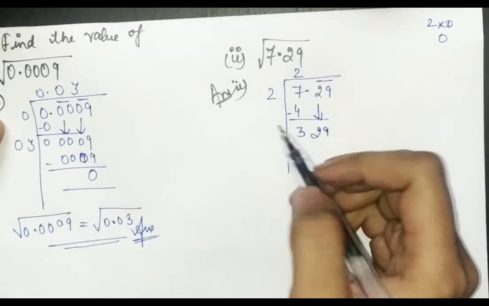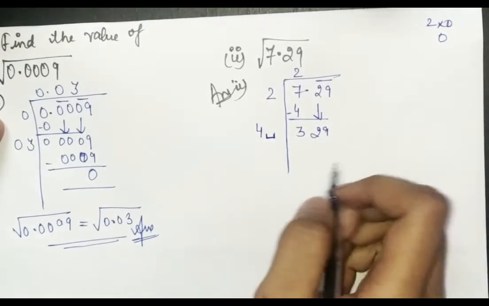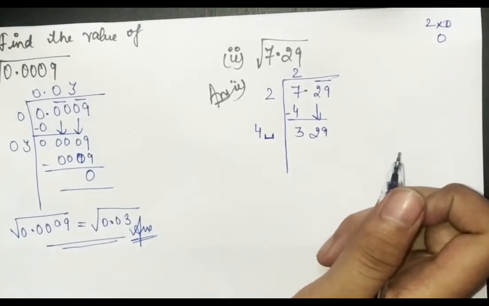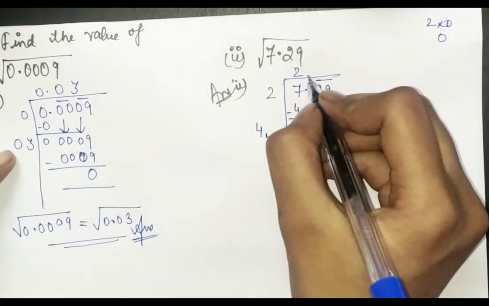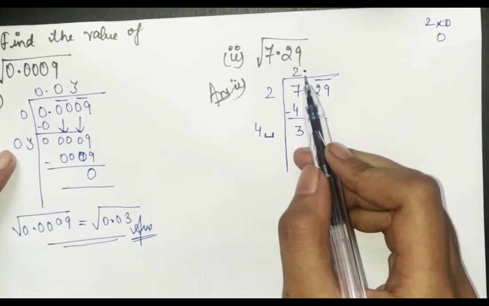Now you all know the double of 2 is 4. Now we want one number so that this will be completely divisible. So now what's that number? Firstly you have to make a decimal here, as 7 point is here, so you will be putting a decimal here.